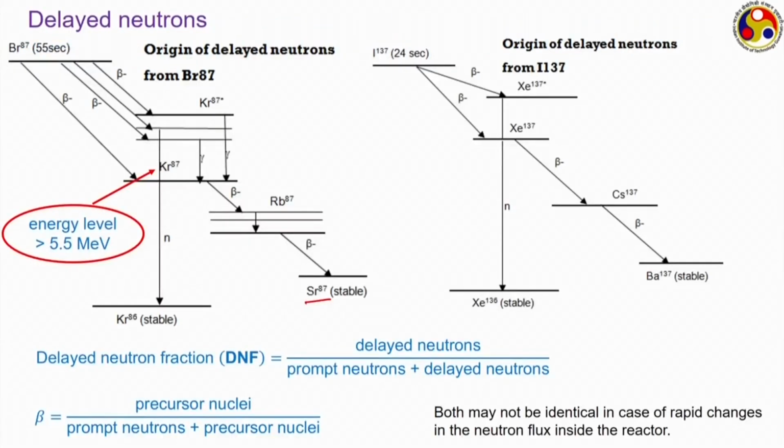Like if I go back to the previous slide, just take a look at this chain for bromine 87. How many isotopes are involved? We have one bromine 87, then Kr 87, then number 3 Rb 87, then Sr 87 and also Kr 86. There are 5 isotopes involved in this. Similarly, in the other chain, I 137, Xe 137, Cs 137, Ba 137 and Xe 136. So, again 5 here.